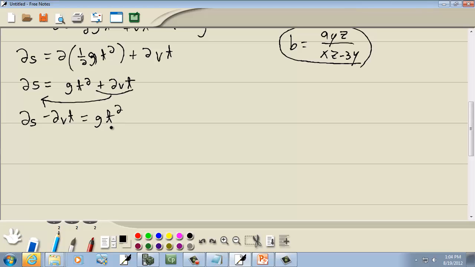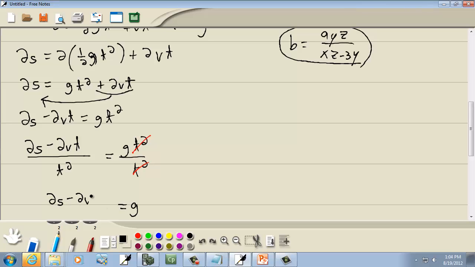Step 5, divide both sides by what's in front of or back of the variable you're solving for. Nothing in front of the g, but there's a t squared after it. So I'm going to divide both sides by t squared. So I got 2s minus 2vt over t squared equals gt squared over t squared. T squareds cancel. And we got g is equal to 2s minus 2vt over t squared. And that's our answer.